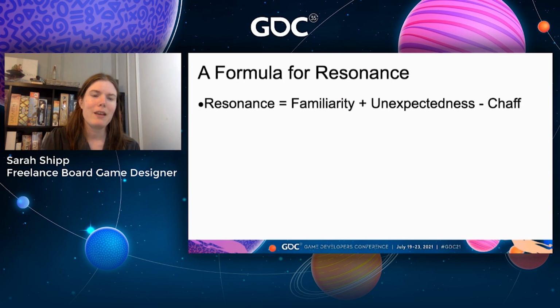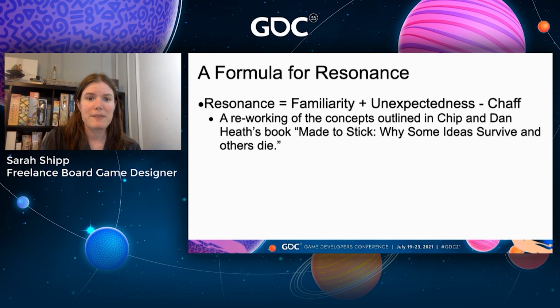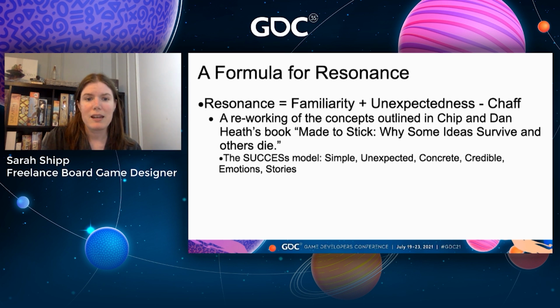But first, here's my definition for resonance. Resonance is familiarity plus unexpectedness minus chaff. This is the formula I developed to explain what makes a game resonant. This formula is inspired by concepts from Made to Stick: Why Some Ideas Survive and Others Die by Chip and Dan Heath. They developed the SUCCESs model, which stands for simple, unexpected, concrete, credible, emotions, and stories. It's a handy mnemonic, but the authors admit it doesn't show the relationship that exists between the traits that they outline.